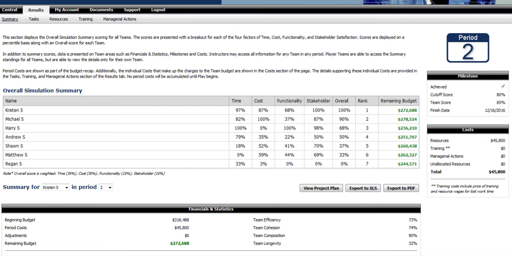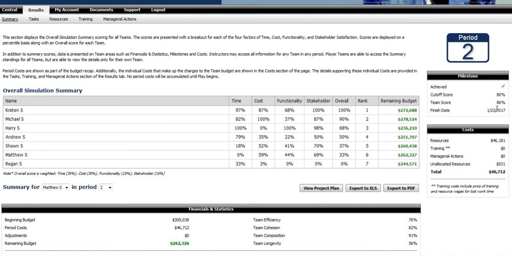So look at time. 100% score. Harry scored 100% on time. Matthew scored 0. Let's take a look at what that means. If we look at Harry's results, we click on that, and we see Harry finished on December 15th. We look at Matthew's results, and we see that Matthew finished on January 23rd.